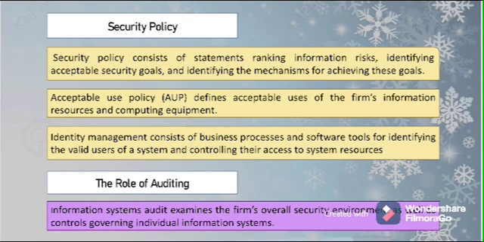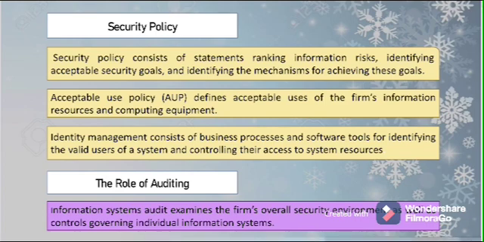Okay, the next is the acceptable use policy, also known as an AUP. It defines the acceptable uses of the firm's information resources and computing equipment, including desktop and laptop computers, wireless devices, telephones, and the internet. A good AUP defines unacceptable and acceptable actions for every user and specifies consequences for non-compliance.